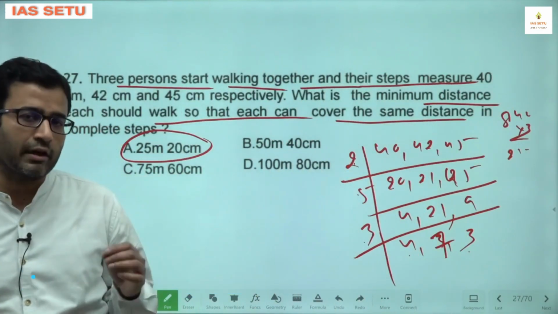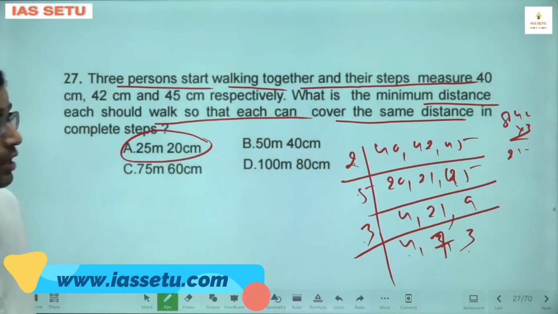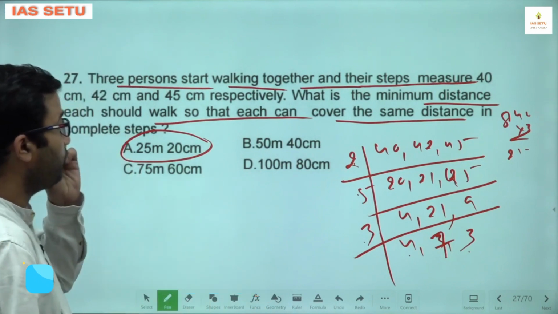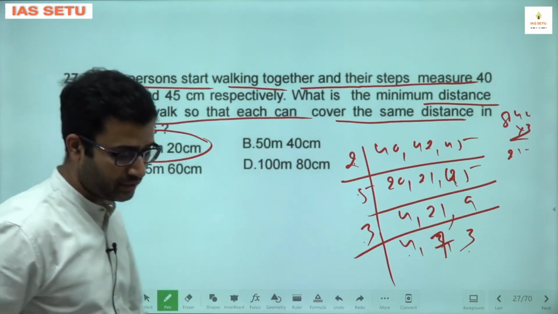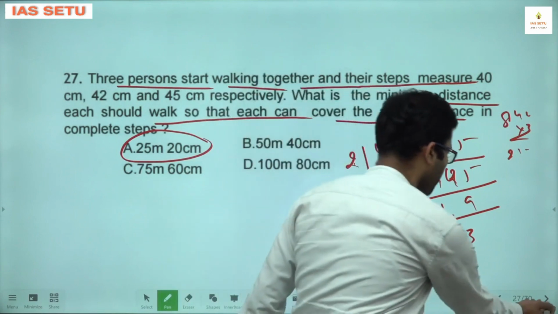So this is just a calculation question where you have to find the LCM of 40, 42, 45, and you get the direct answer. Next, question number 28.